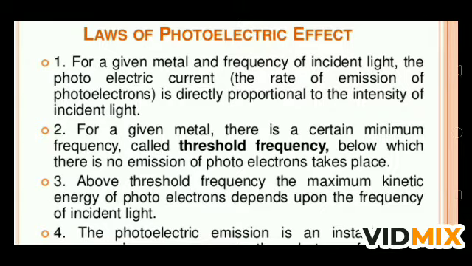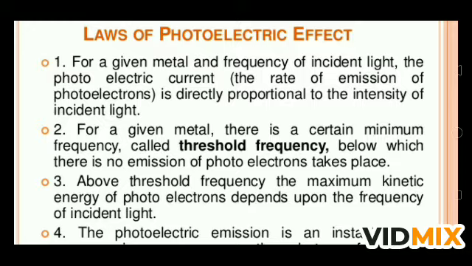Once again we are here with a new video, and in this video we are going to discuss the laws of photoelectric effect. In the previous video we had discussed so many things, the experiment and so many terms we had used. I think you all have watched that video. If you have not watched that video, first see that video, and after that you may be able to understand what we are going to discuss in this video. So, laws of photoelectric effect.